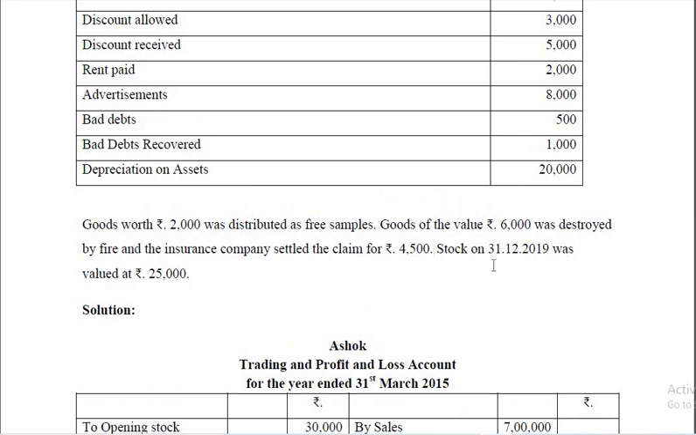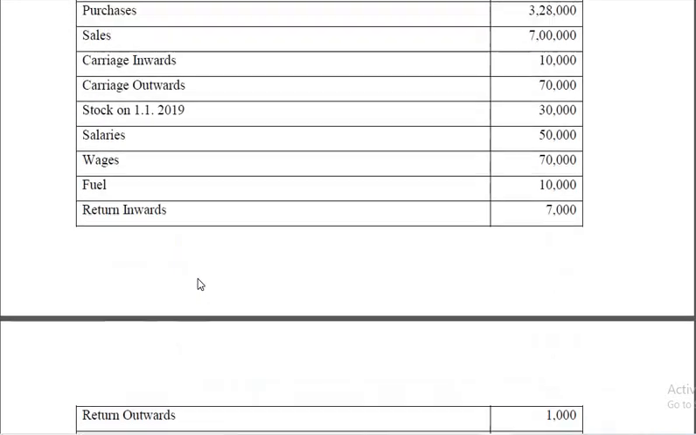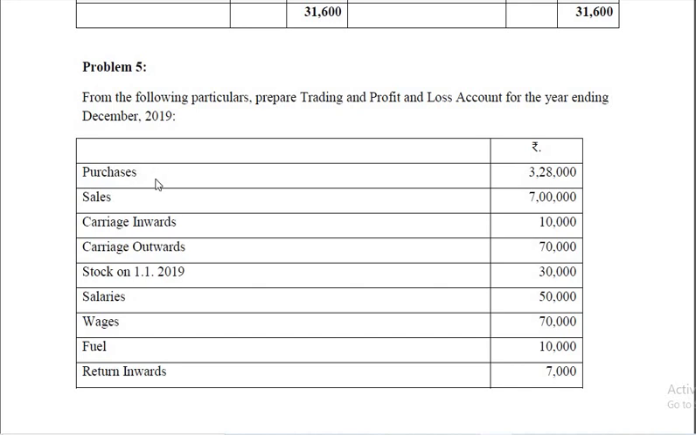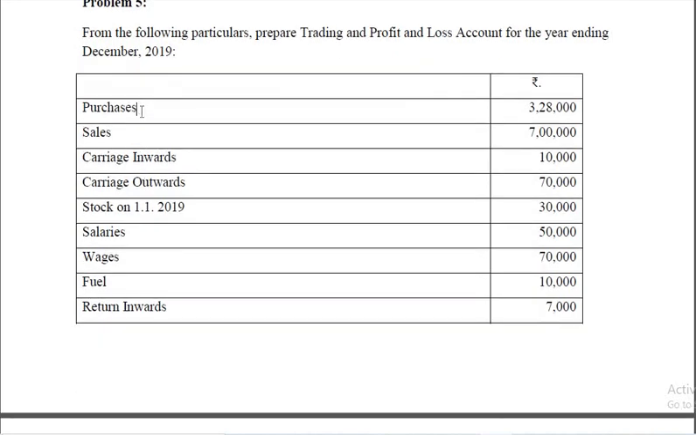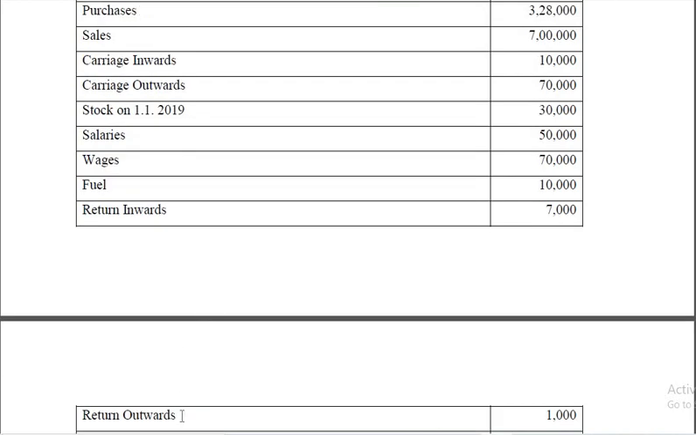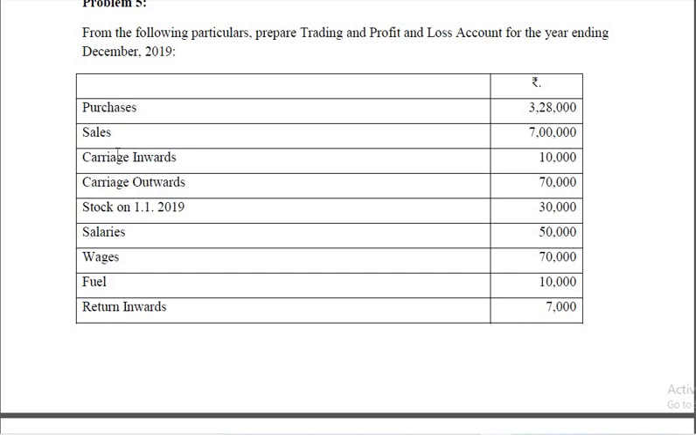Alright, stock on 31st December, that will be credited to trading account. Again, that will come to the balance sheet. Yes. Let us see the items one by one. Purchases, that is part of debit side of trading account. If there are purchase returns, that is to be deducted. Yes, you have got return outwards, that's nothing but purchase returns. Carriage inwards, sales. Sales is to be credited minus return inwards.